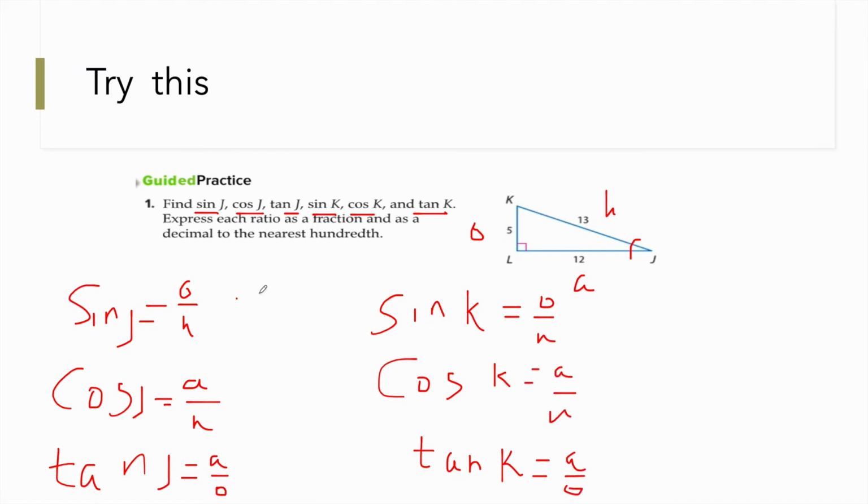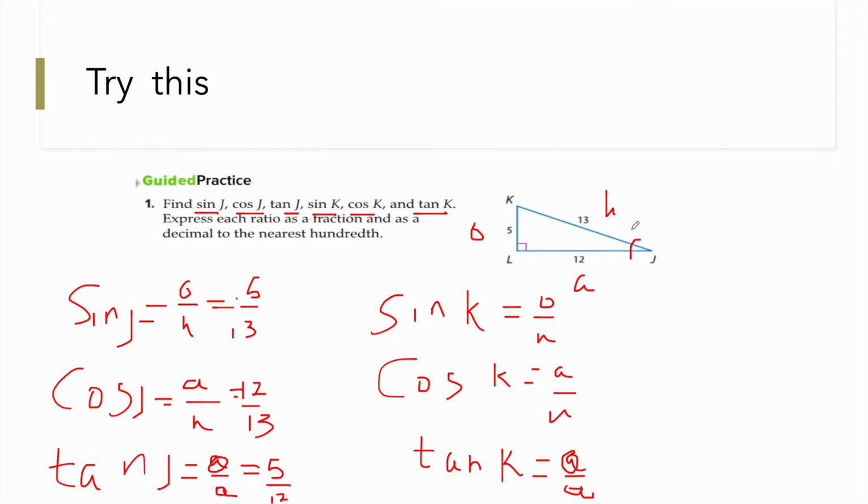Now what is my O? My O is 5 over 13, here 12 over 13. This is O over A, opposite over adjacent. So my O is 5 and my A is 12.